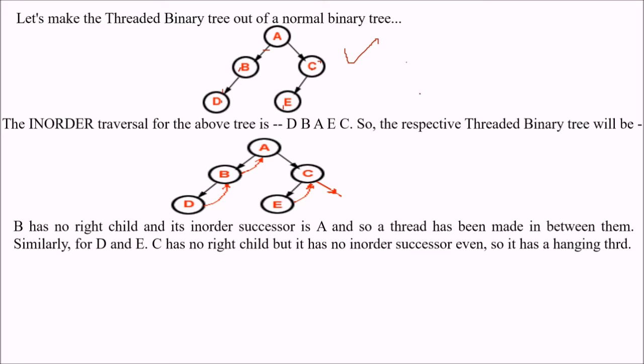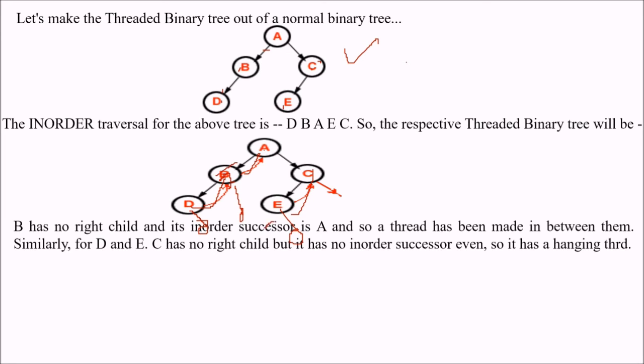So how are we going to make this binary tree into a threaded binary tree? What we are going to do is, B has no right child, and its in-order successor is what? A. So a thread is made between them. Similarly with D. D also has no right child, so the thread will be pointing to B. Similarly for E.